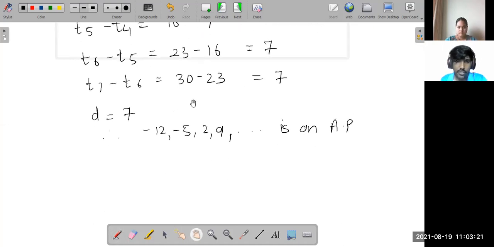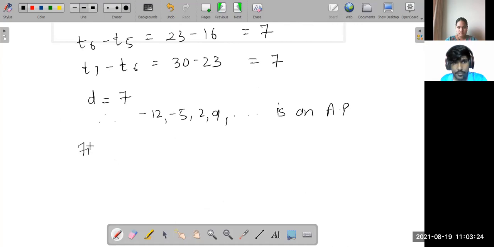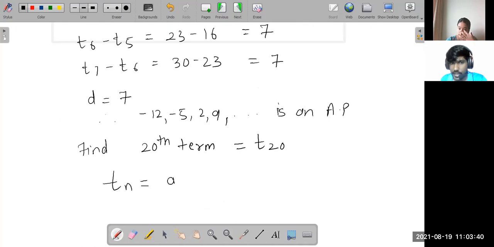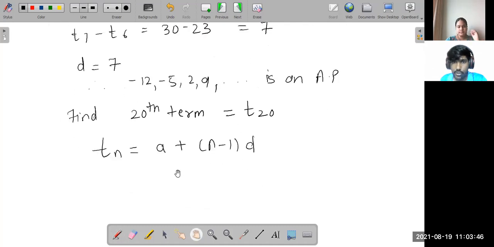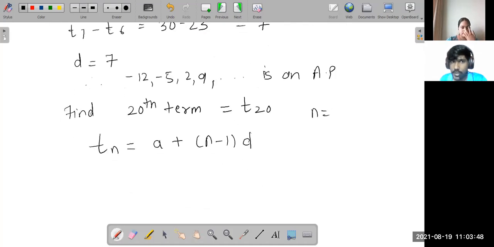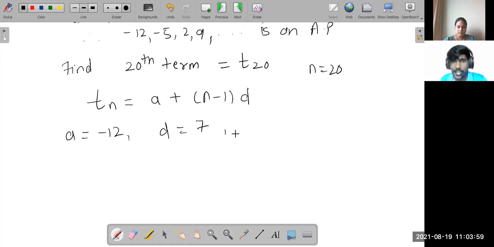Okay. Now they have asked you to find out the 20th term. Find 20th term. Okay, 20th term means you have to find out T20. So use the Tn formula. Tn formula is A plus n minus 1 into D. So T20 means n is equal to 20. And you know the first term. First term is minus 12. Common difference is 7, which we found out. Substitute. And n is 20.